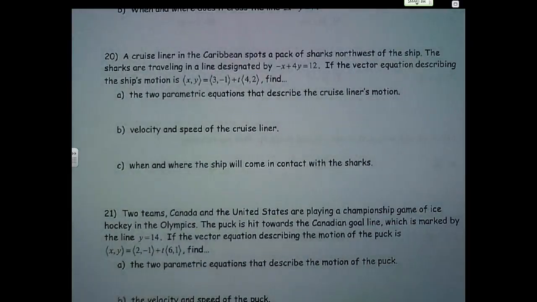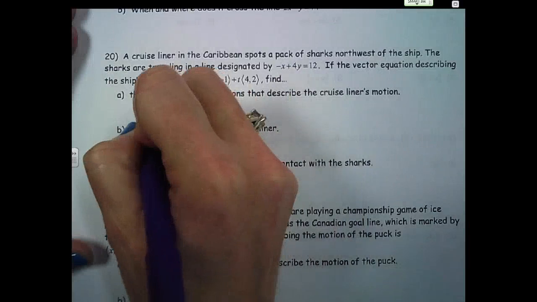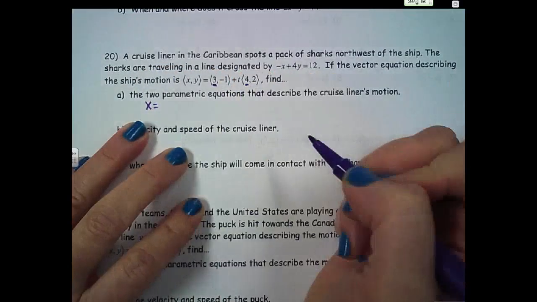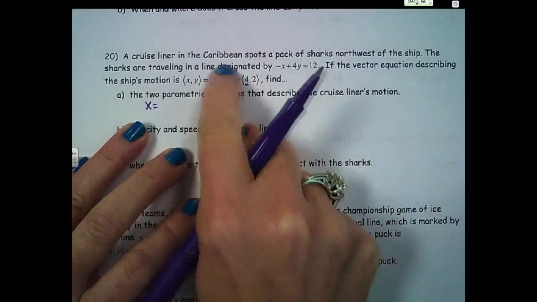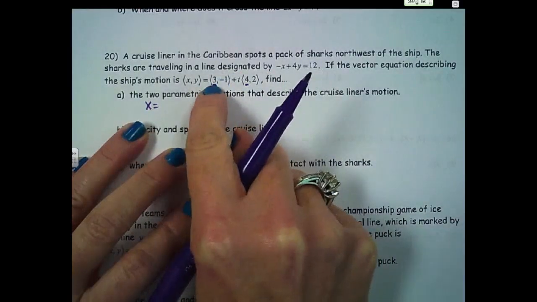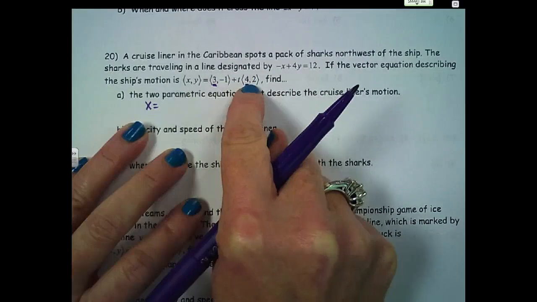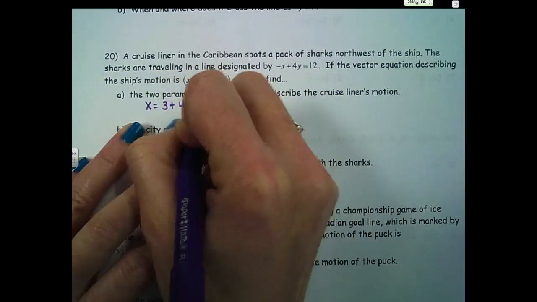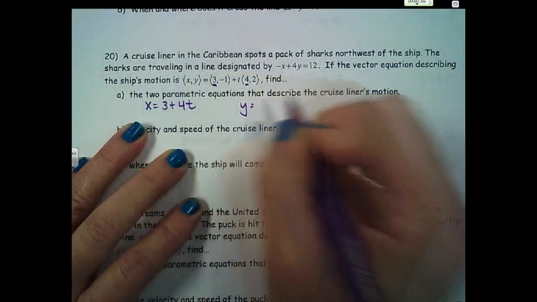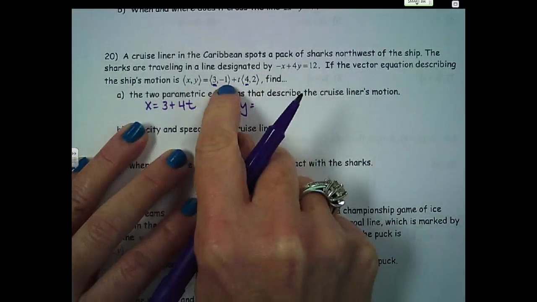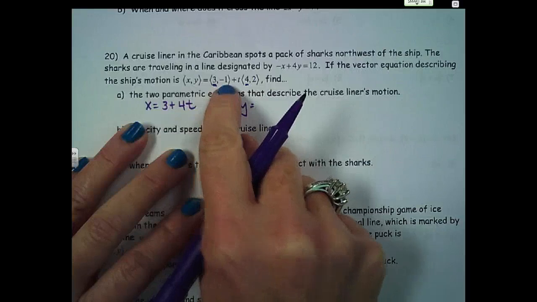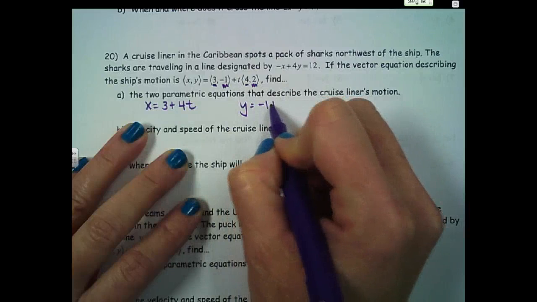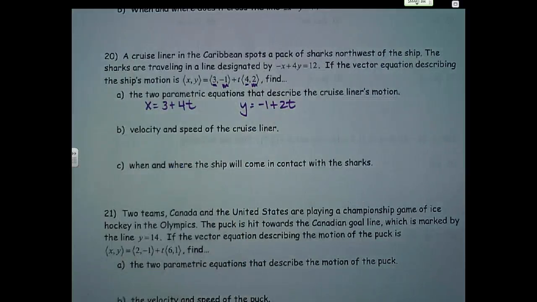Remember to find the parametric equations, it's the x equals. So x equals, and we started at 3, and we're going to jump 4 right every time, right? This is our starting point. So you're going to start at 3. And here's our vector, our velocity, and we're going to go 4 right. So 3 plus 4t. Now let's find y. Y is found, you're going to start at -1, and you're going to go up 2. So this here and this go together. So -1 plus 2t. So those are your parametric equations.